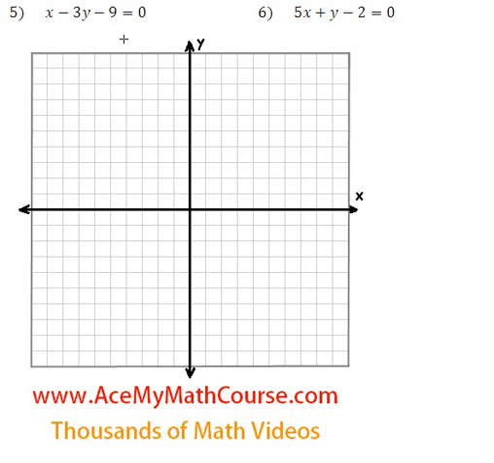Now let's graph more linear equations in general form, starting with number 5. We have x minus 3y minus 9 equals 0, and what I'll do here is figure out the x and the y-intercept and plug them into the grid. I'll work over here, because I have more room. I'll get started by plugging 0 in for x, and solving for y, to find the y-intercept.